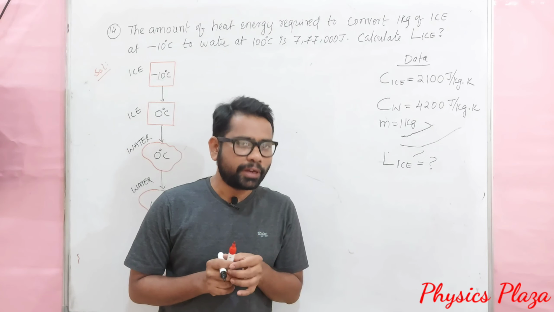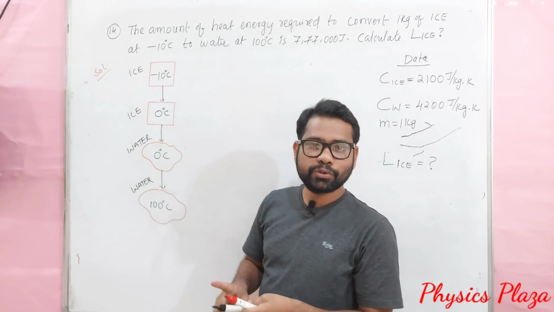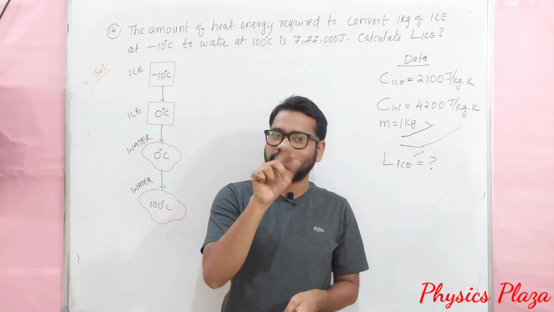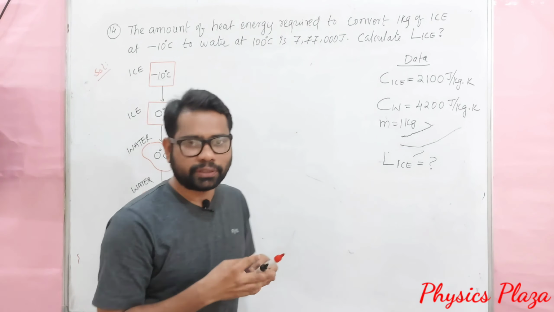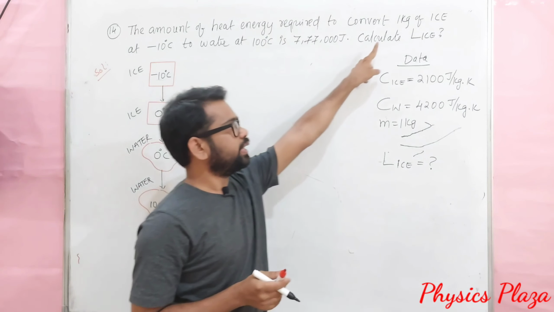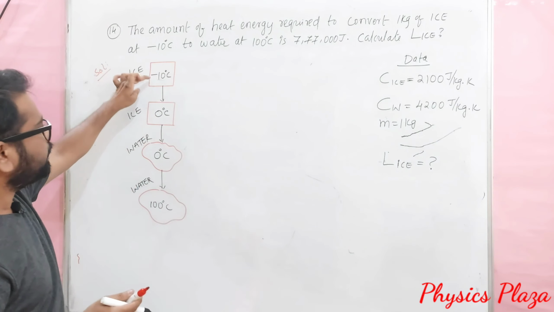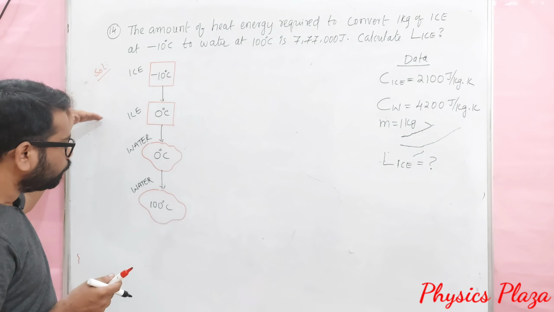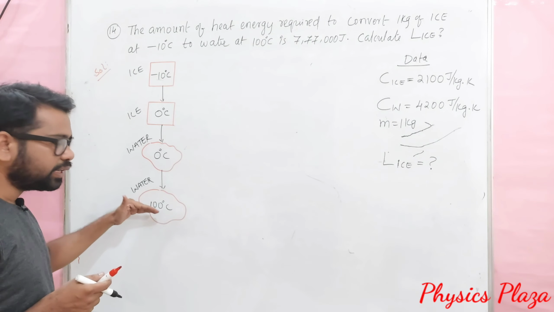Children, now we are going to solve a very simple question, and don't get confused why after the 12th question we are going to the 14th question. Children, in a previous session we covered the 13th question. You can refer to that session. So children, in this question, what are they asking? Here the mass of ice is 1 kg. Initially it is at minus 10 degrees Celsius. It is completely getting converted into water at 100 degrees Celsius.